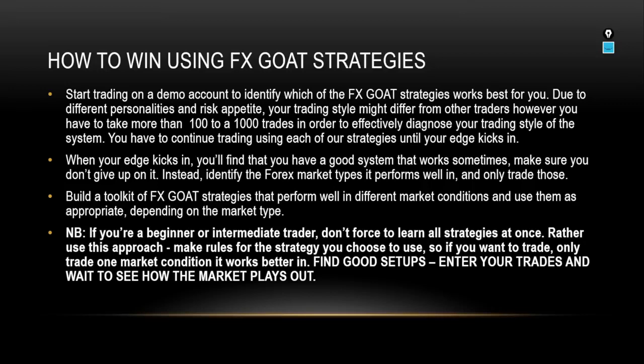It could be working in trending markets, or your strategy can also be working in a choppy market. That's when you're trading against the trend. So in order for you to trade against the trend, you need to trade against the trend in a choppy week, but in a trending week, you need to trade with the trend. You need to build a toolkit of FS Goat strategies that performs well in different market conditions. Like I said, if you're going to be trading against the market, you're going to need to trade that in a choppy week. And if you're going to be trading with the market, you need to trade with trends in a trending week. So basically, you need to use your toolkit of strategies as appropriate and depending on the market type that you're in.